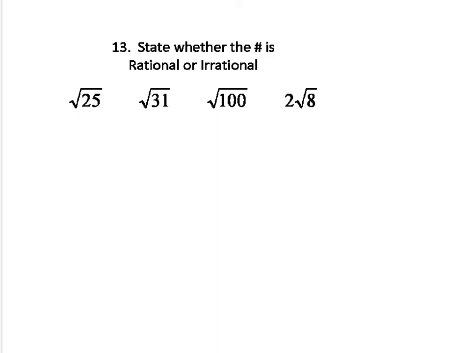Let's play a quick little game. Rational or irrational? Quickly, you decide. Let's start with the first one. Root 25. 25 is a perfect square, so root 25 is equal to 5, therefore it is rational. Root 31: 31 is not a perfect square, so the square root of 31 is a yucky decimal that's not pretty. It's irrational.